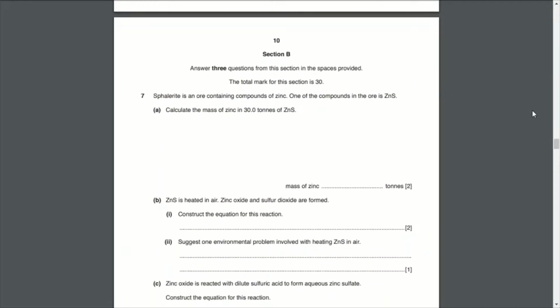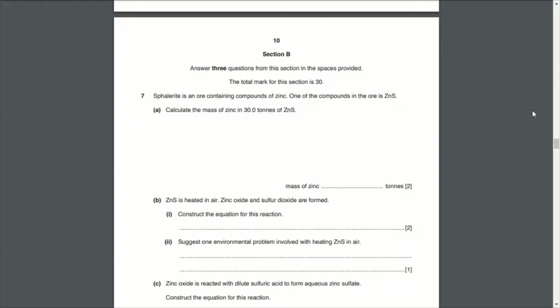So let's start with question number 7. Sulfite is an ore containing compounds of zinc. One of the compounds in the ore is zinc sulfite. Calculate the mass of zinc in 30 tons of zinc sulfite. The question says that we are supposed to find the mass of zinc, and the total mass of zinc sulfite is 30 tons.